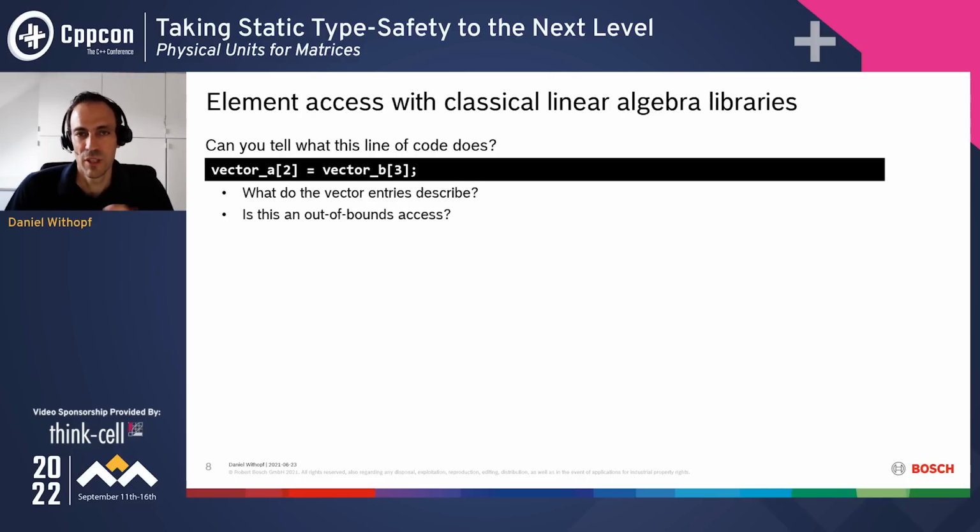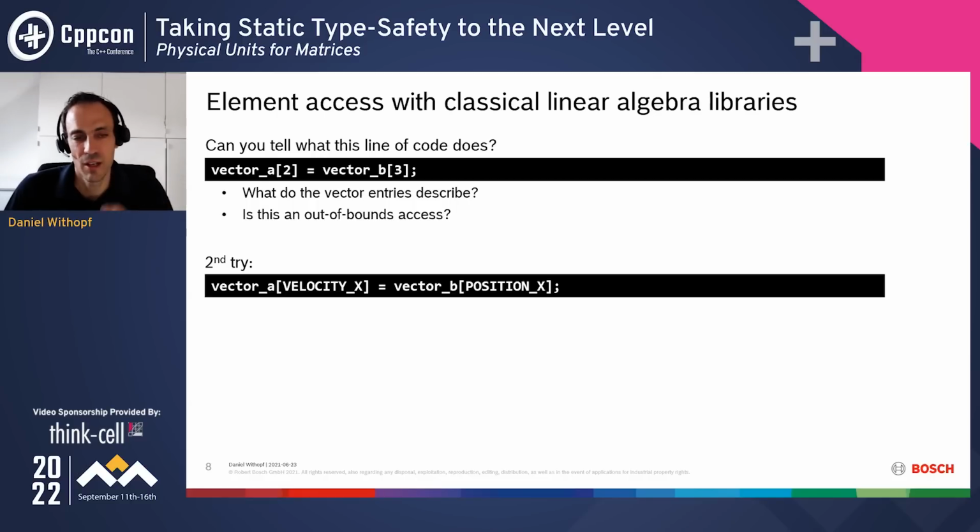There are usually 2 questions that come to my mind. First of all, what do the individual vector entries describe? Because there's no description here of what's at index 3 in vector B or at index 2 in vector A. Could be anything. Second of all, this could also be an out-of-bounds access, because we don't know that the vectors are actually at least of dimension 2 and 3. They could be smaller than that. This gets especially complicated if you don't have a fixed constant here, but if you would access with runtime indices.